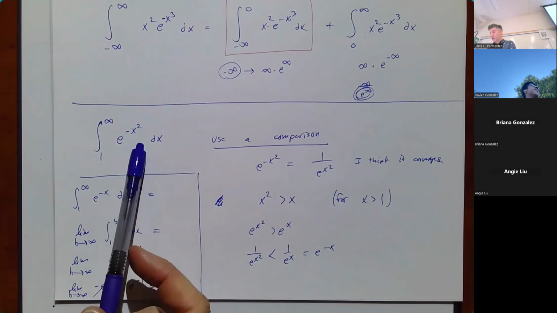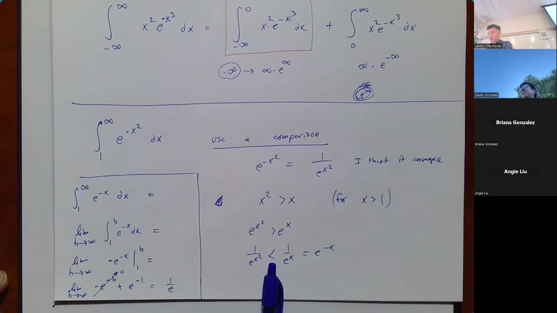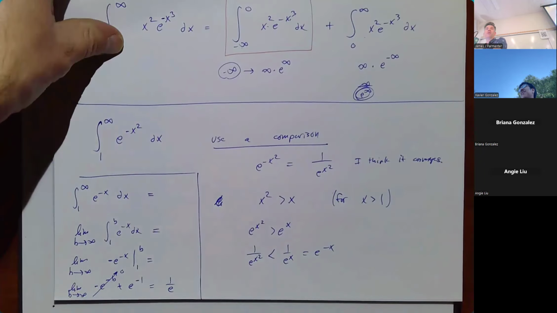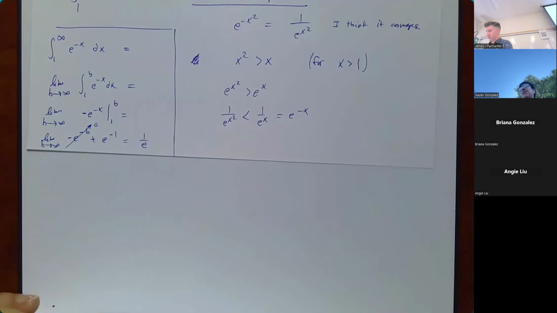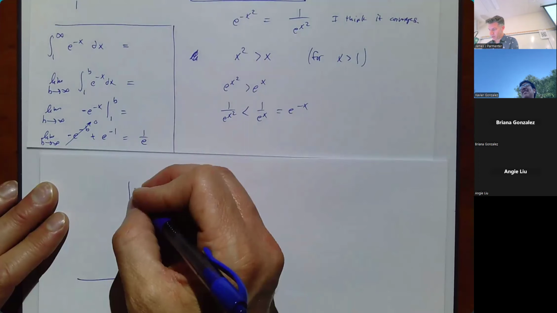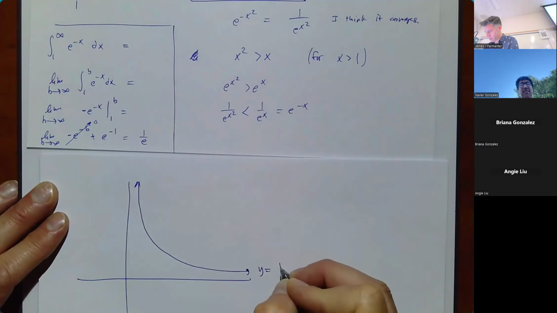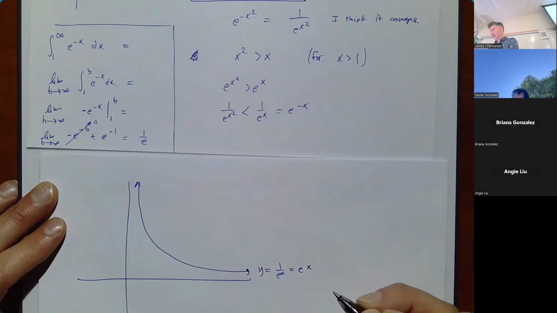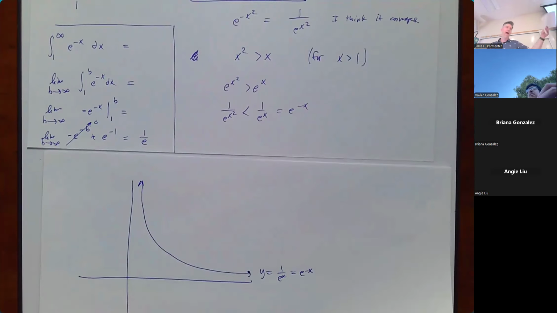And since this function, e to the negative x squared, is always smaller than that function, let me draw a picture. There's one thing I haven't said that is important here. So essentially we have something like the function 1 over e to the x, which is e to the negative x. I'm going to draw that again because I'm not happy with my drawing there.